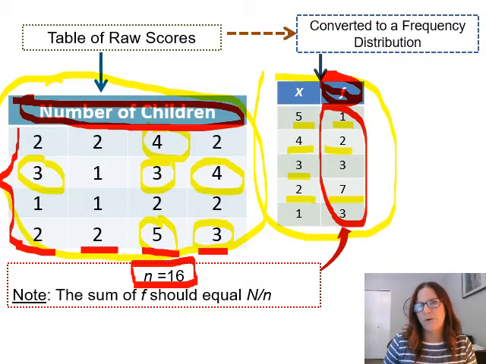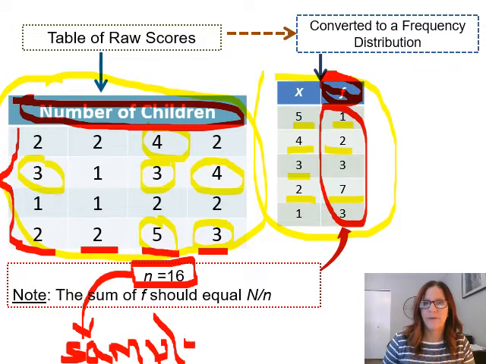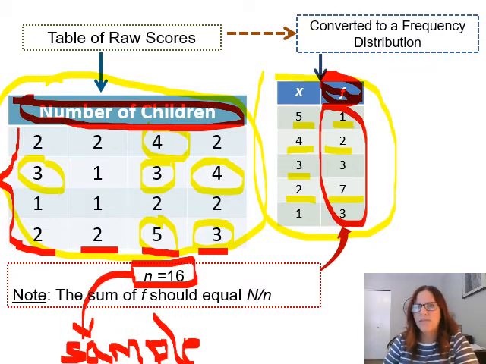So if you notice, I put a lowercase n here because I believe this is a sample of people, number of children. So in that case, I know for a fact that this lowercase n represents a sample size. That's what that really means, sample size. Whereas if I had a capital N, it would represent population size.